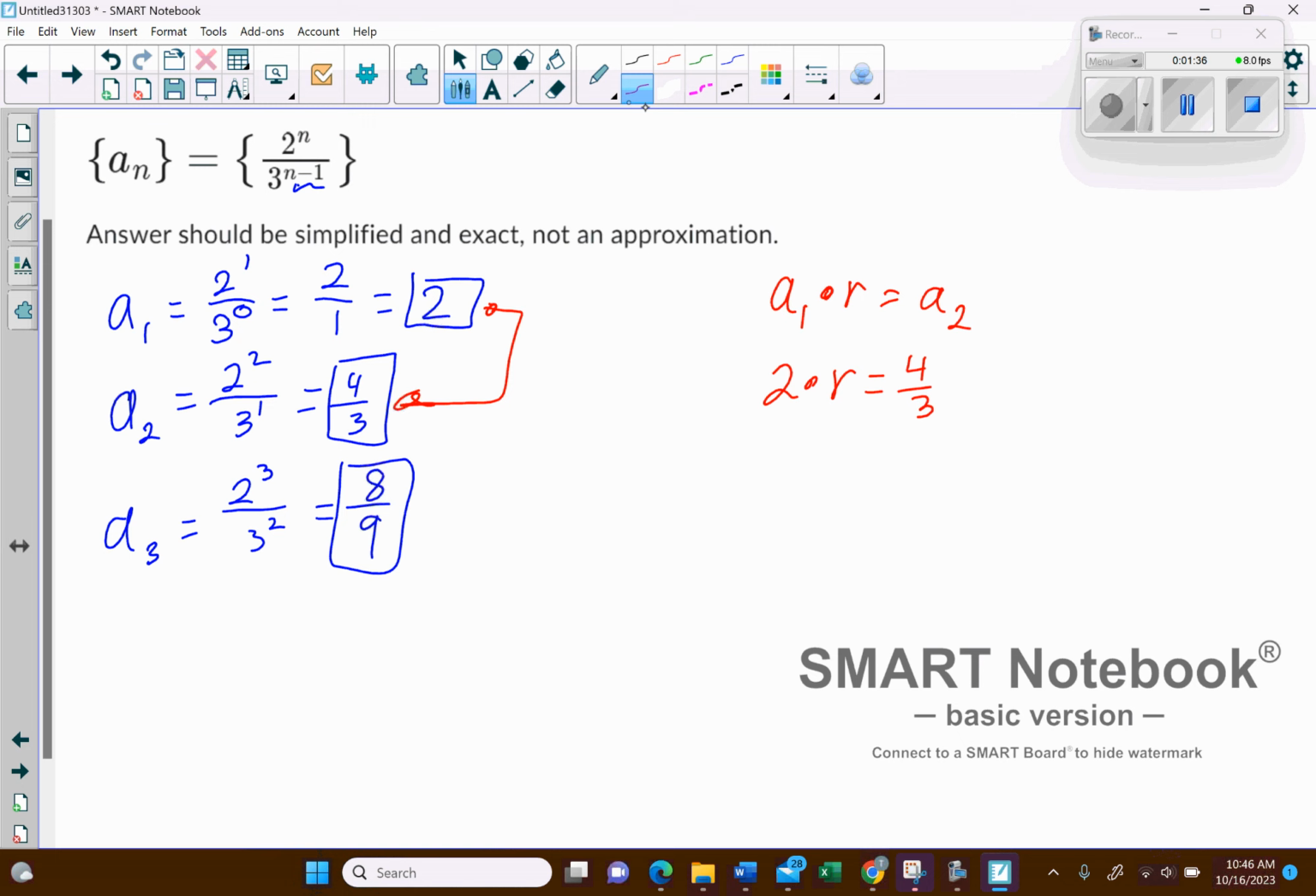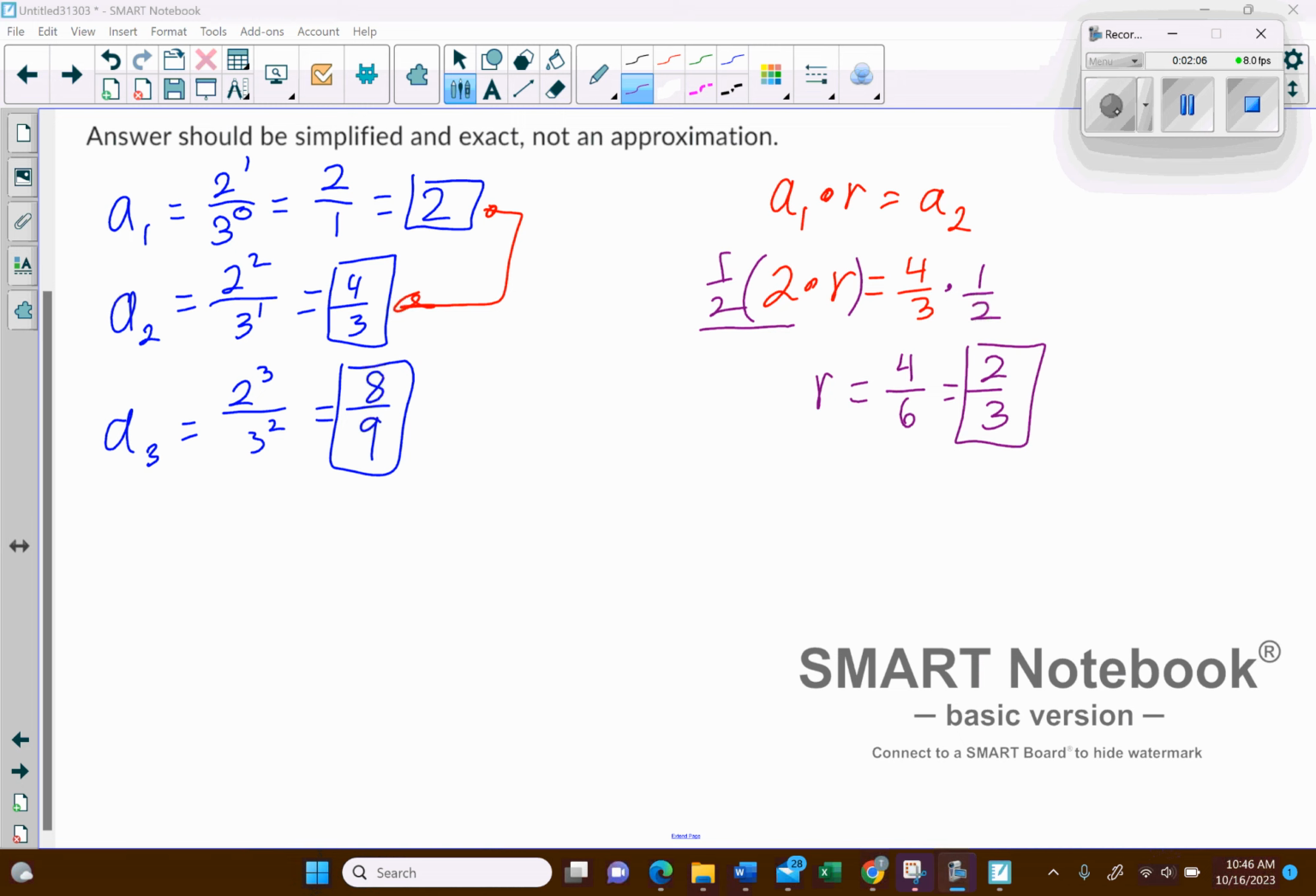And so what I'd probably do here to make life easier, I'm going to multiply both sides by 1/2. You could divide by 2, but multiplying by a half is a little bit easier to see. So then those will reduce to a 1. 1 times r is r. And then this would be 4 over 6. But then we definitely want to go ahead and reduce that, and that should reduce down to 2 thirds. And so that's my common ratio.